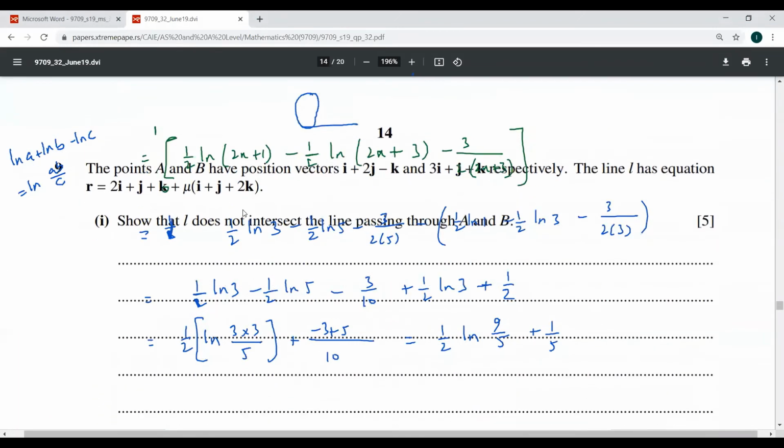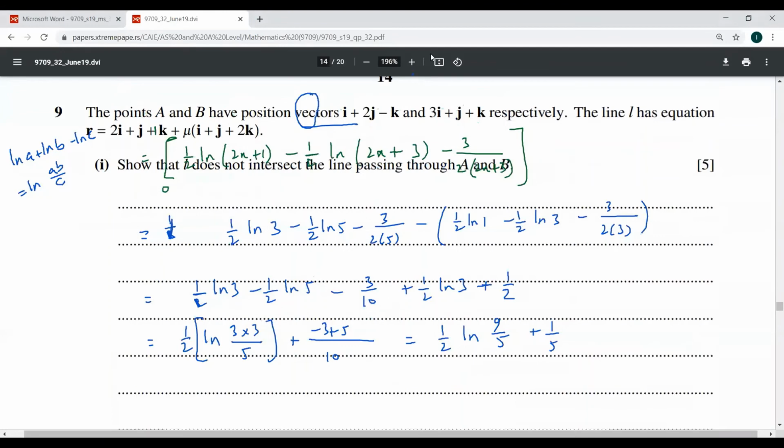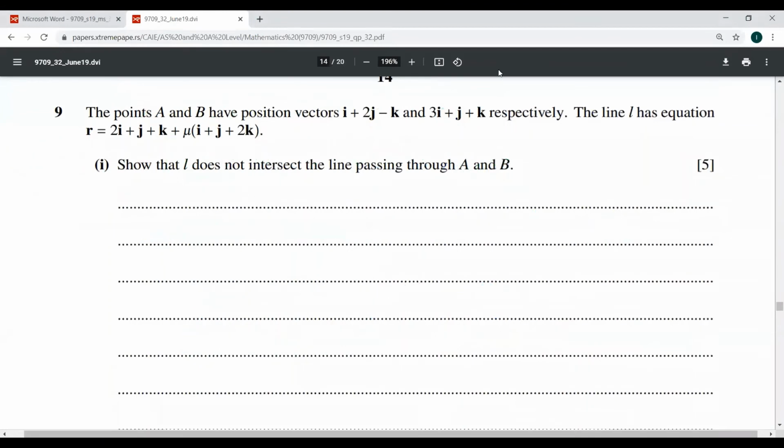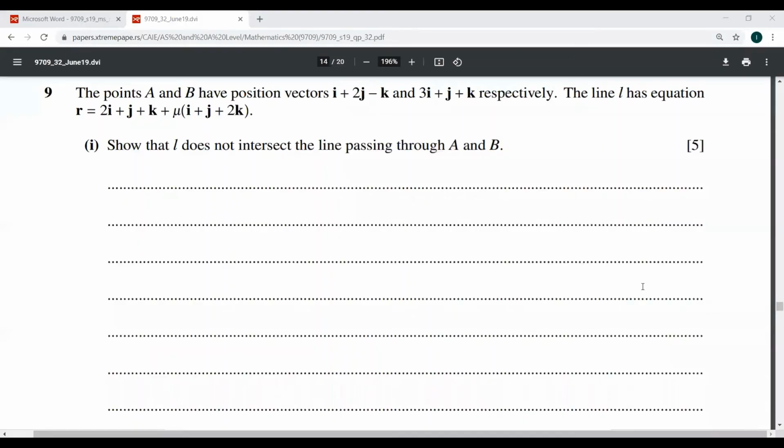Question number 9. Let me see if I have to do this, because you know the syllabus has been cut down here. It says the points A and B have the position vectors this and this, and the line L has equation this. Show that L does not intersect the line passing through A and B. Yes, this is a part of your syllabus. We have to do this. So we have to show that the line L does not intersect the line passing through A and B.